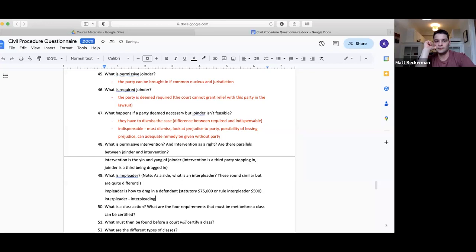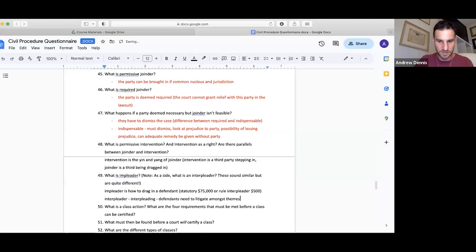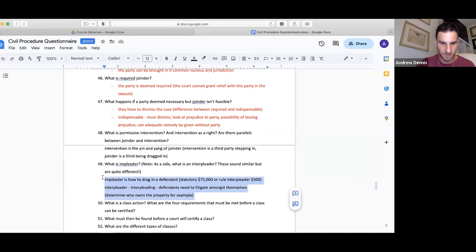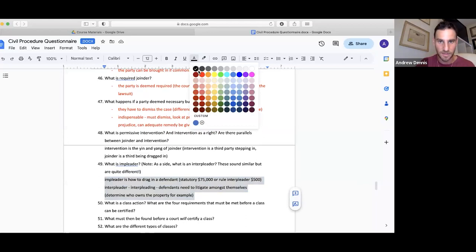Defendants need to litigate amongst themselves. Determine who owns the property, for example. Like if I'm suing because I tripped and you don't know whose property I tripped on, it's a piece of grass, we need to figure out who owns the piece of grass. That would be an interpleader action. So impleader and interpleader sound similar, but they're quite different. Impleader, we're bringing them in. Interpleader, we're forcing them to interplead amongst each other.